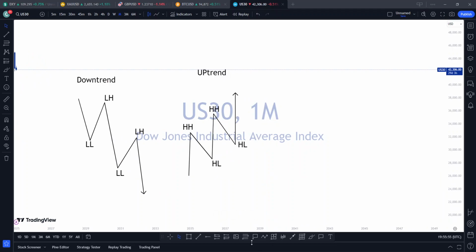And there's another thing that we all know. It's called a ranging market or consolidating market. So let's see, ranging or consolidating market.